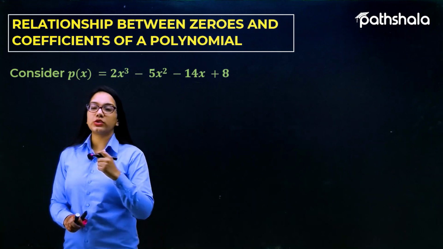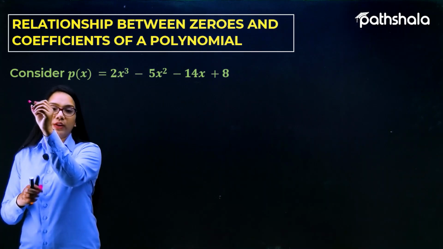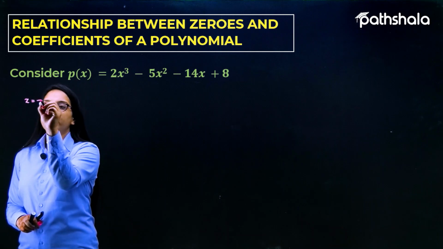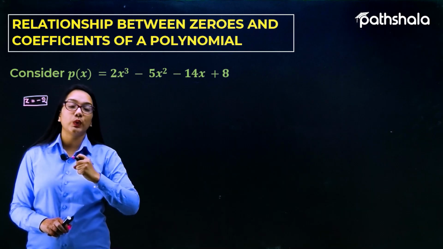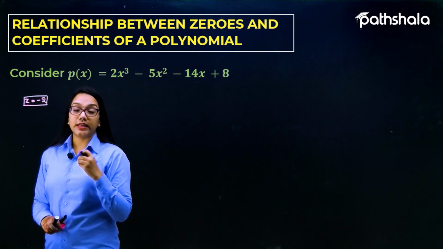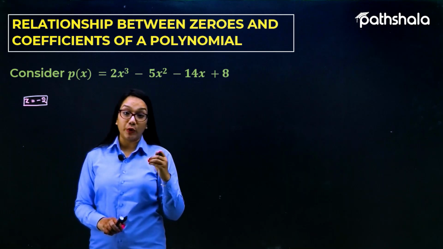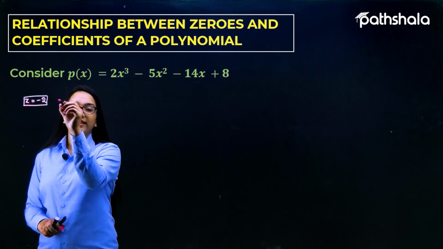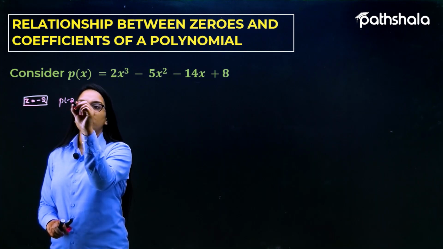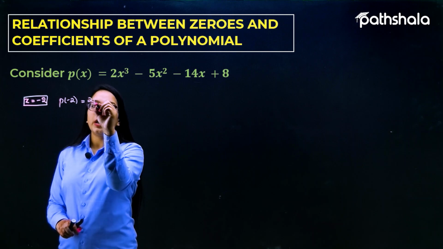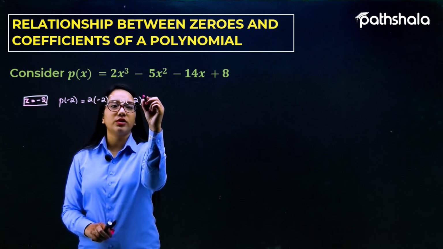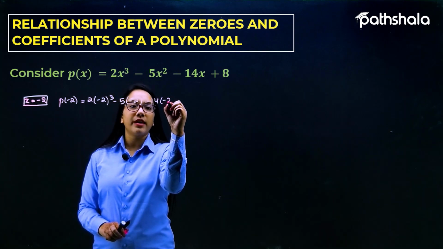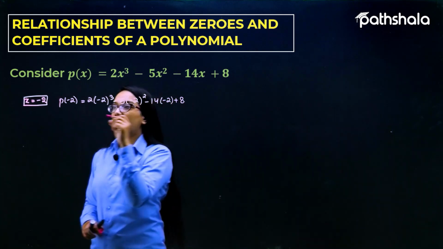Let us suppose I am taking the very first value as x is equal to minus 2, and I am verifying whether x is equal to minus 2 is a zero of this polynomial or not. So let's substitute x is equal to minus 2 into this polynomial. So it is p of minus 2, which is 2 into minus 2 cube minus 5 into minus 2 whole square minus 14 into minus 2 plus 8. Now let's solve it.